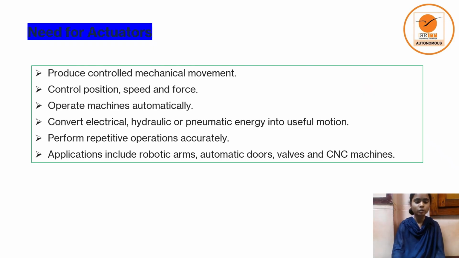Why do we need actuators? They produce mechanical movement and also control position, speed, and force. They operate machines automatically, convert electrical or hydraulic energy into useful motion, and perform repetitive operations more accurately. Their applications include robotic arms, automatic doors, valves, and CNC machines.